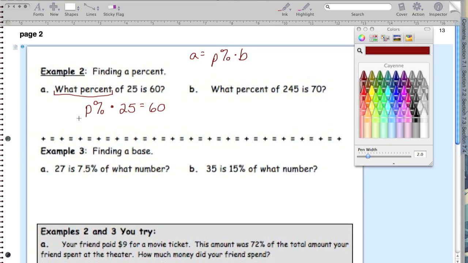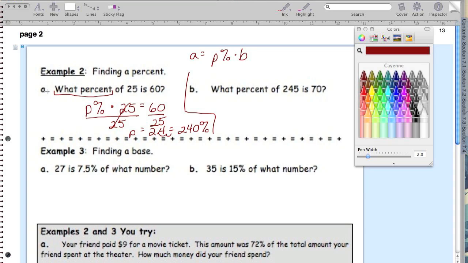Now we have an equation. Our goal is to get P by itself, so we know these are being multiplied. We do the inverse operation and we divide. 60 divided by 25 is 2.4. Now the only thing we have to remember is that they want a percent. This is not a percent yet. We have to turn it into a percentage. So move my decimal point 2 places. 240% is my final answer.